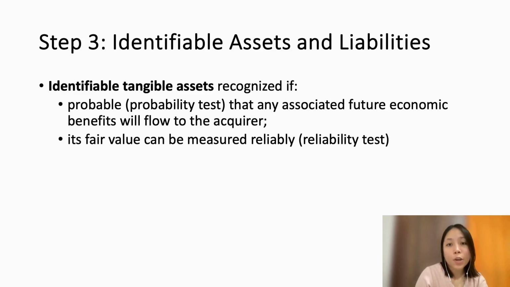Step 3 of the acquisition method also involves the recognition and measurement of identifiable assets and liabilities of the acquiree. In accounting for business combinations, we follow the general asset recognition principle for identifiable tangible assets. Tangible assets are those assets with physical form that can be seen, touched, or felt. For identifiable tangible assets in business combinations, again, we follow the general asset recognition principle, which states that we can only recognize an asset if it's both probable and measurable.